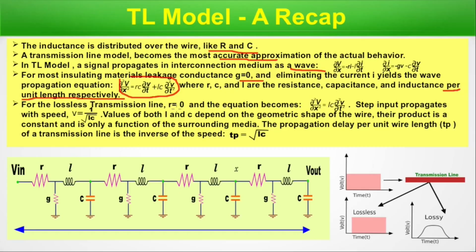For a lossless transmission line, R equals 0, and with a step input the signal propagates with a speed of 1 over root LC. From there we get the delay per unit length, root LC. It's just a small recap. We discussed it in detail in the last episode, and this is the waveform. This is the input waveform, this is the lossless transmission line, and this is the lossy transmission line. Just a time shift: with a lossless transmission line, no part of the input signal is lost, it is transmitted as it is. For the lossy one, its shape is changed and some portion of the signal is lost. So we are done with this slide, and now we will move to the next slide.